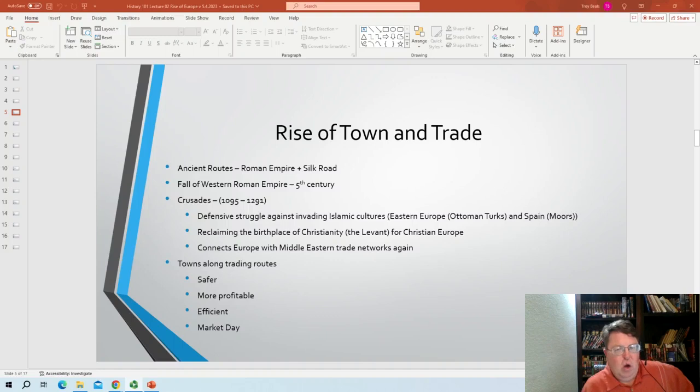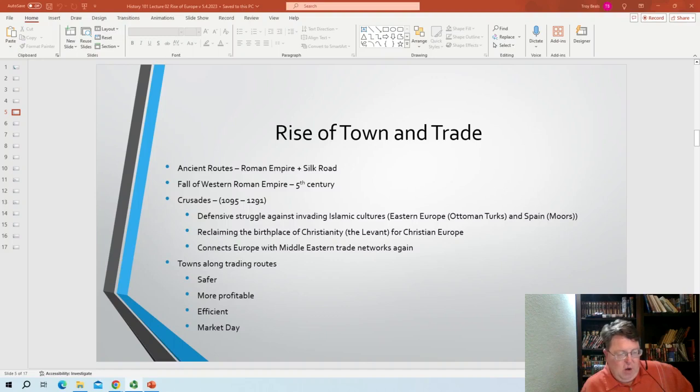And so all throughout Europe, you see the development of trading routes. All the major European cities that we know today were built up along these trading routes. Milan, Venice, Rome, Genoa, London, Paris, Barcelona, Madrid, Berlin, Budapest, all these major European cities developed as Europeans started to trade with the world again. Along these trading routes, towns develop because medieval Europeans come to the realization that towns are a lot safer than walking through the countryside.